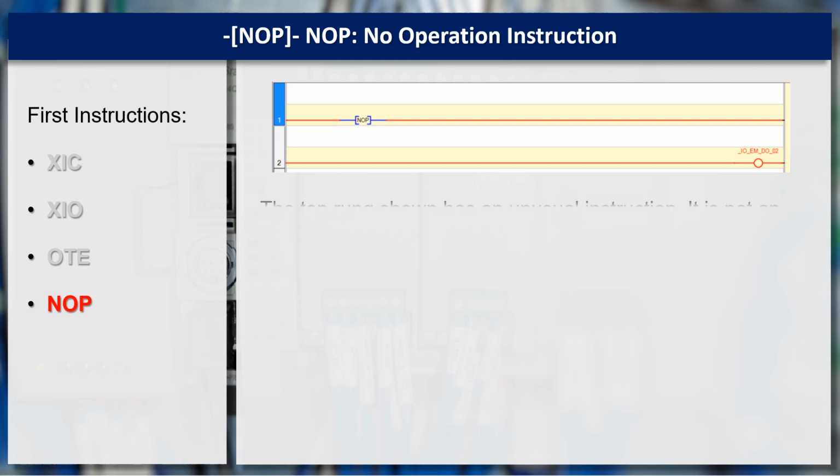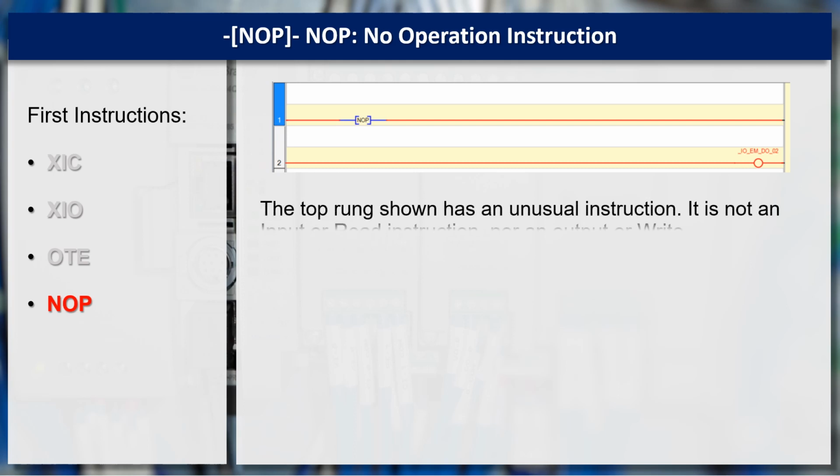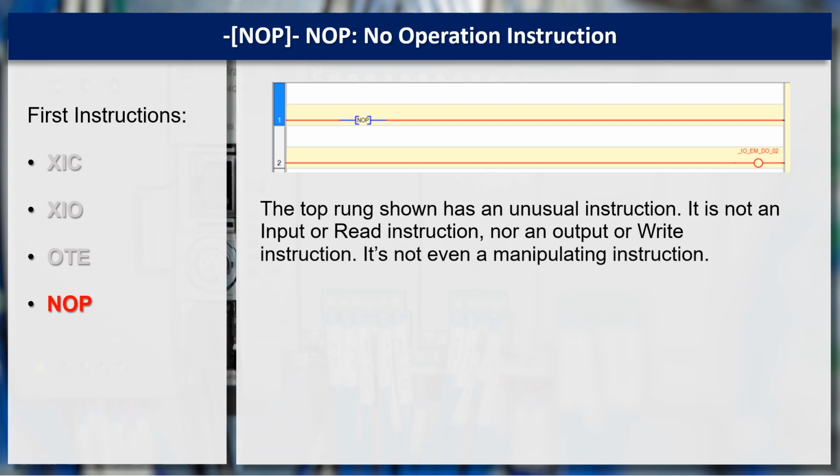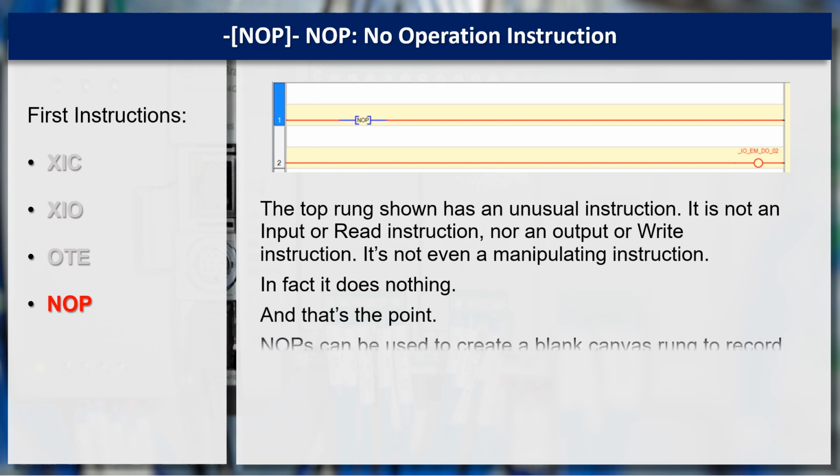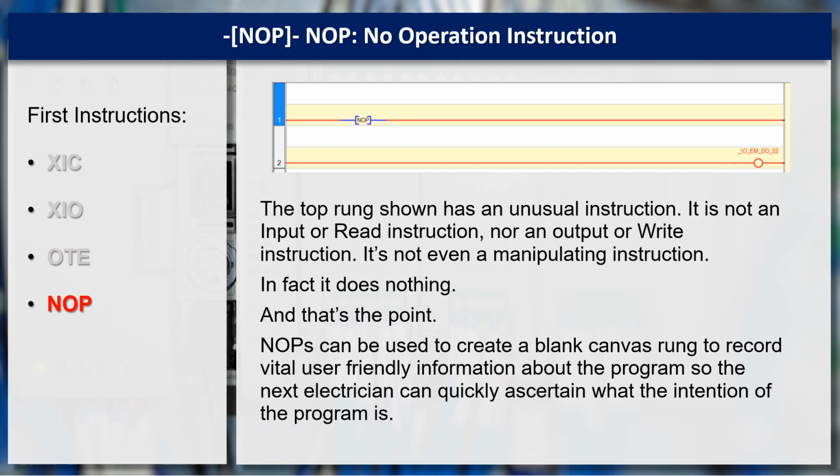The top rung shown has an unusual instruction. It is not an input or read instruction, nor an output or write instruction. It's not even a manipulating instruction. In fact, it does nothing. And that's the point. NOPs, or no operation instructions, can be used to create a blank canvas rung to record vital, user-friendly information about the program so the next electrician can quickly ascertain what the intention of the program is. The top rung is called a header rung.